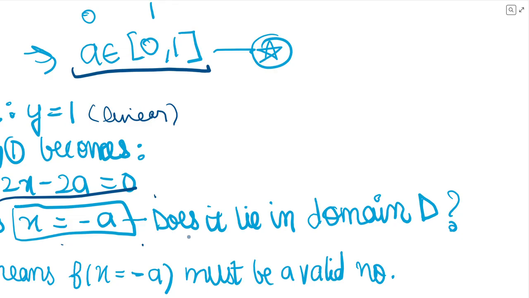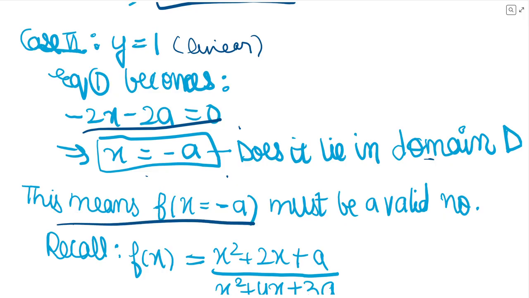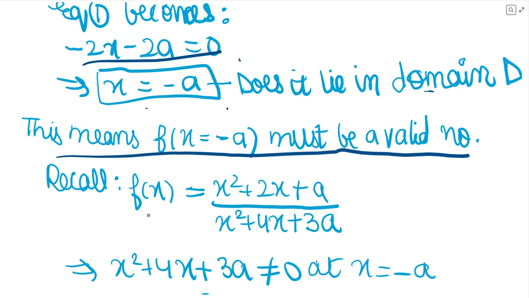But wait a minute, does it lie in the domain? We cannot take every value of x which is there, right? We need to ensure it actually lies in the domain of the function. This means that f when x is equal to minus a must be valid, right? Must be valid. So recall f(x) is this thing, (x square plus 2x plus a) upon (x square plus 4x plus 3).